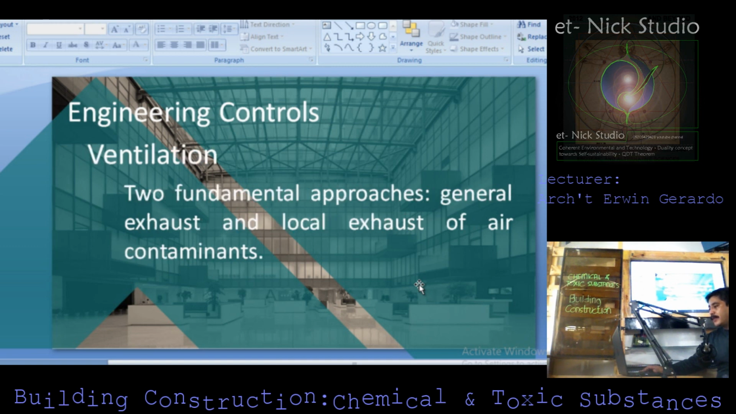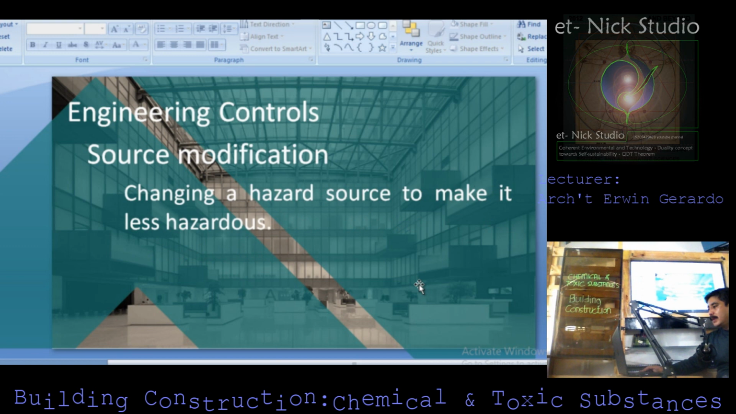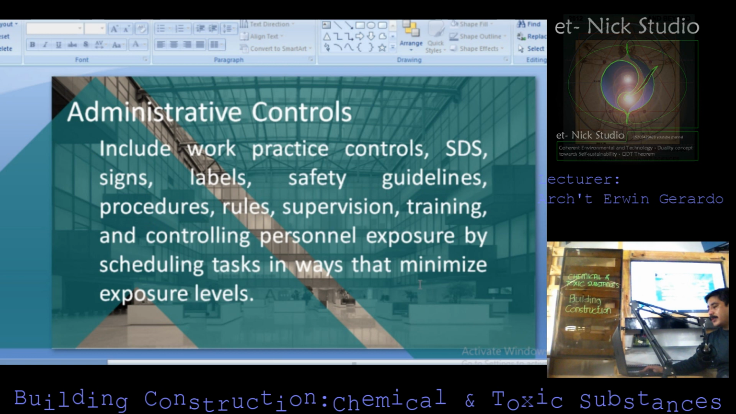Engineering controls: ventilation. Two fundamental approaches: general exhaust and local exhaust of air contaminants. Engineering controls: source modification. Changing a hazard source to make it less hazardous.